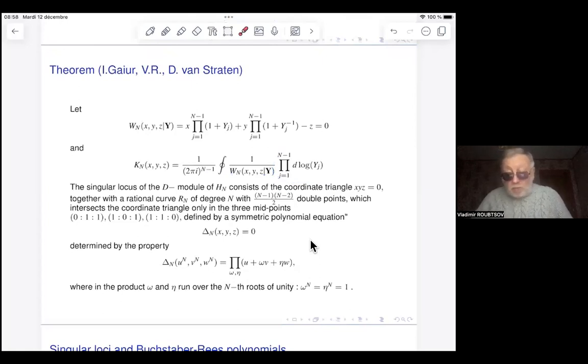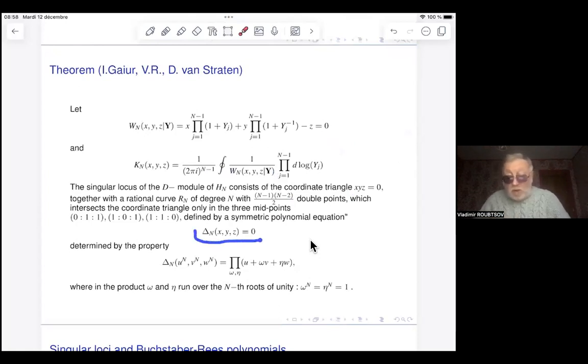The singular locus of the corresponding D-module Hn also has a very nice geometric interpretation. It consists of my standard triangle xyz equal to 0. Why is it like this, remember? Now we have a rational curve of degree n with (n-1)(n-2)/2 double points. And this curve intersects the coordinate triangle, xyz equal to 0, in these 3 midpoints, like it was in the case of the Heron configuration.